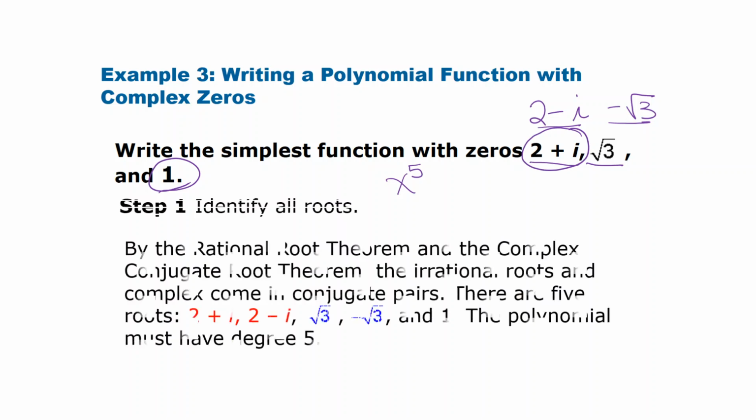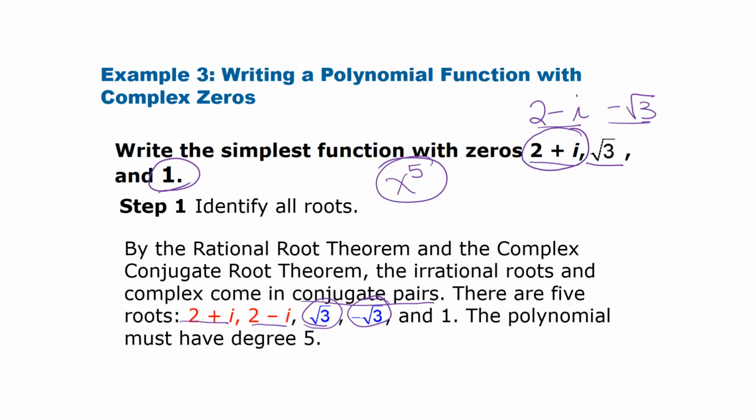And here it is written out a little cleaner for you. By the irrational root theorem and the complex conjugate root theorem, the irrational roots and complex roots come in conjugate pairs, okay? So there are 5 roots: 2 plus i, 2 minus i, square root of 3, negative square root of 3, and 1. So the polynomial is going to have a degree of 5, x to the 5th power. All right, so let's get started.